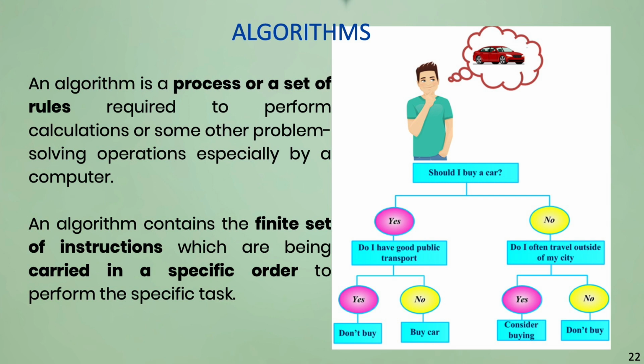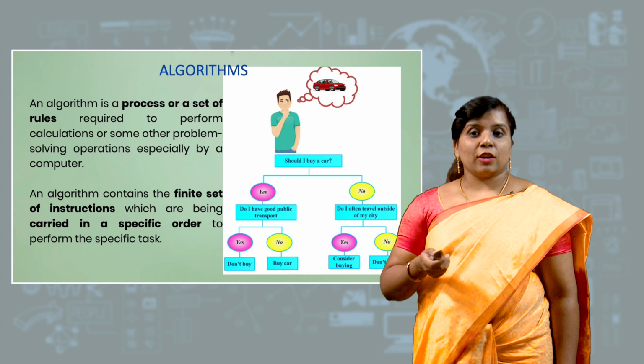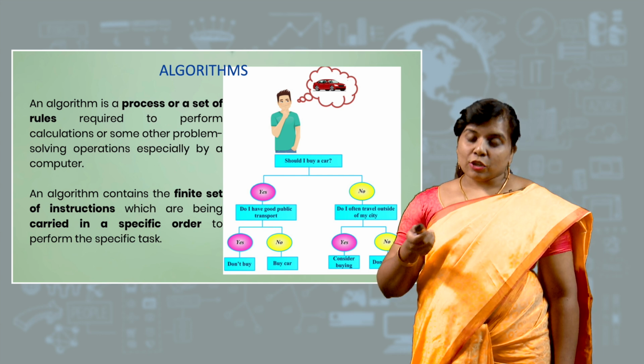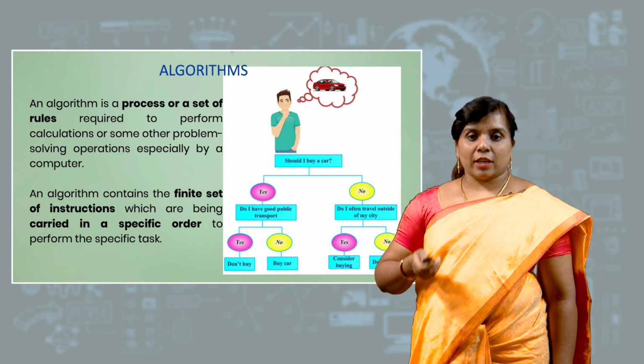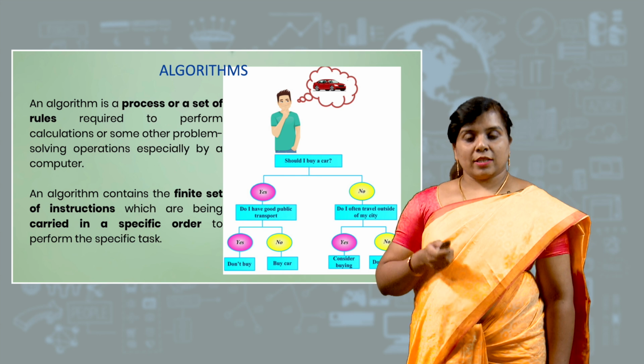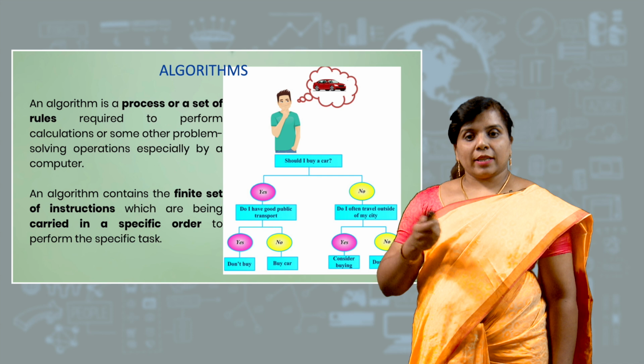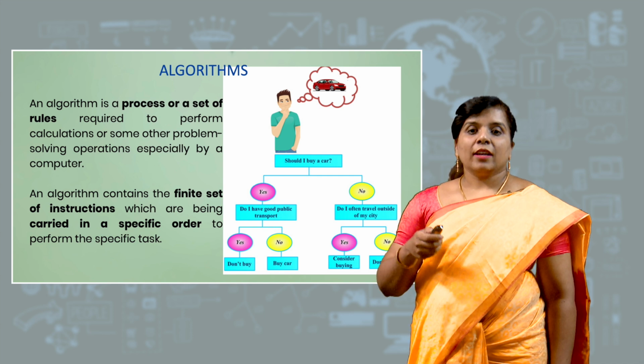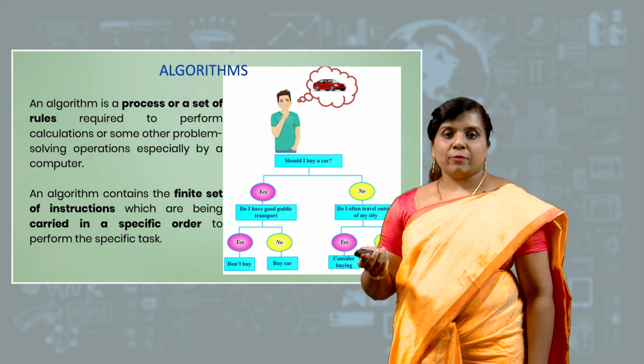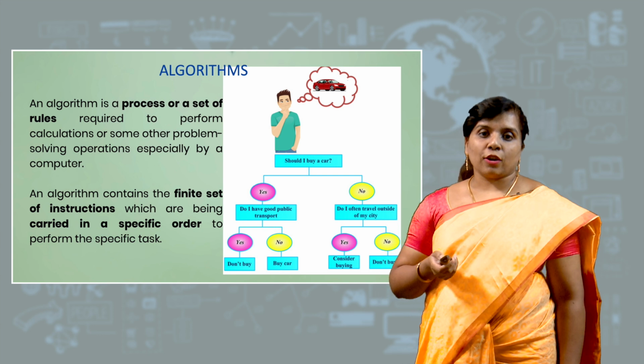And it even looks at steps like whether public transport is appropriate for reaching a particular place, and whether the user will be making frequent travels outside. So, these are all the considerations that the algorithm makes, and each one of these becomes a step in an algorithm. Depending upon the choice the user makes at every step, there is a decision making happening, and ultimately the algorithm ends up saying whether the user should buy a car or not.